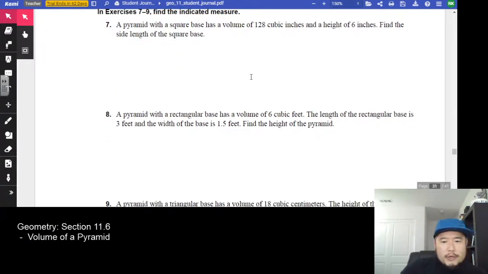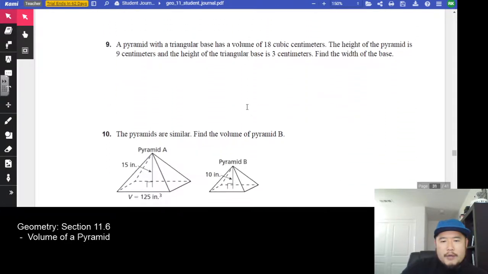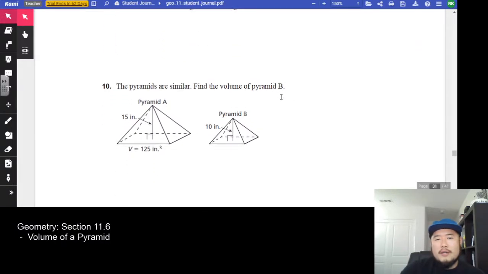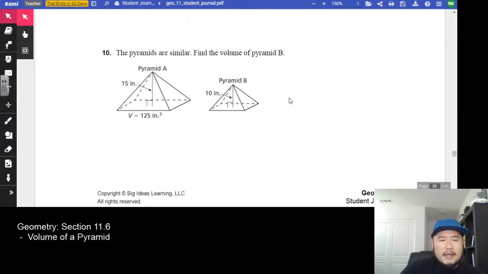When it comes to these word problems, you pretty much try to figure out what the missing piece is. Carefully read it. They might tell you what the base is, and they give you the volume, so you might need to find the height, or a missing piece of that base, depending on if it's a triangular base, a rectangular base, or a square base. So make sure you know the equations. You plug those things in to help you find those missing pieces. Let's jump down to number 10.